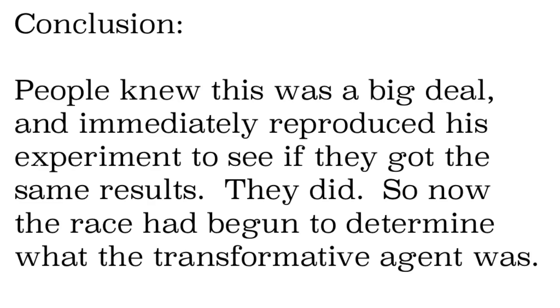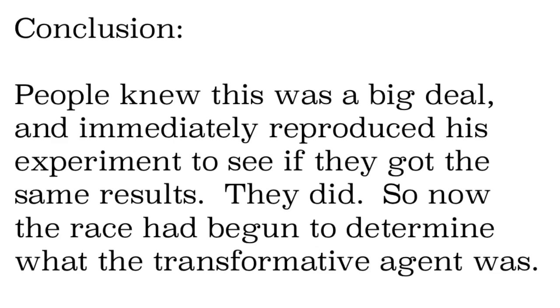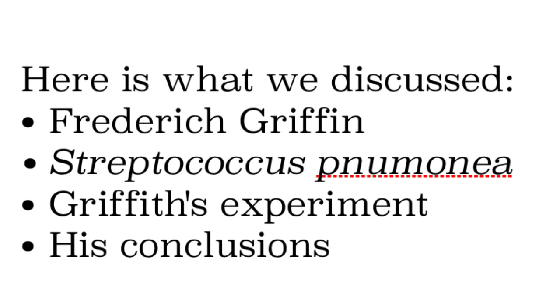And this is a big deal. Everybody knows that something big is happening here. And a lot of people don't believe it. Oswald Avery, who we'll talk about in the next video, he didn't think it was true. He thought Griffith made a mistake. He redid the experiment and found out that he got the same results. He reproduced it, got the same results. Other people did, got the same results. They knew this was happening. Transformation is now a thing, but they don't know what's causing it. That's when the race for DNA starts.